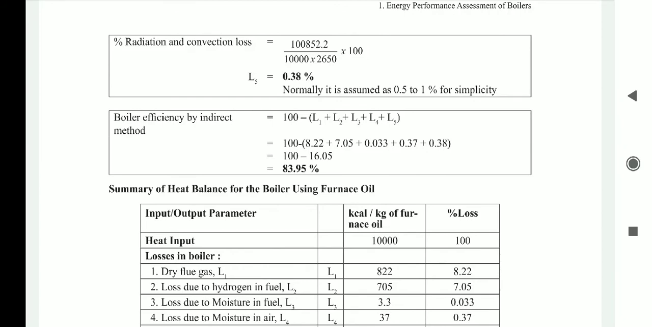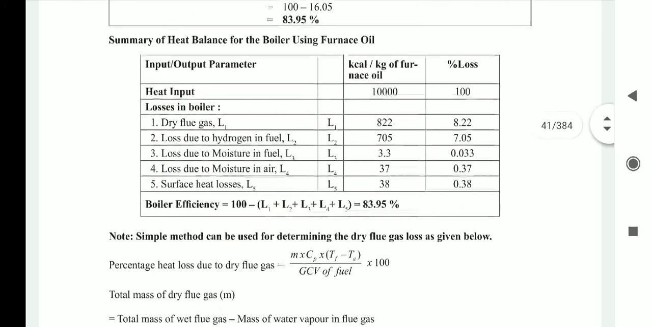We assume there are no bottom ash and fly ash losses because the fuel is oil. Therefore, there are no losses available. Therefore, the efficiency of the boiler is 83.95%. This is the summary sheet.